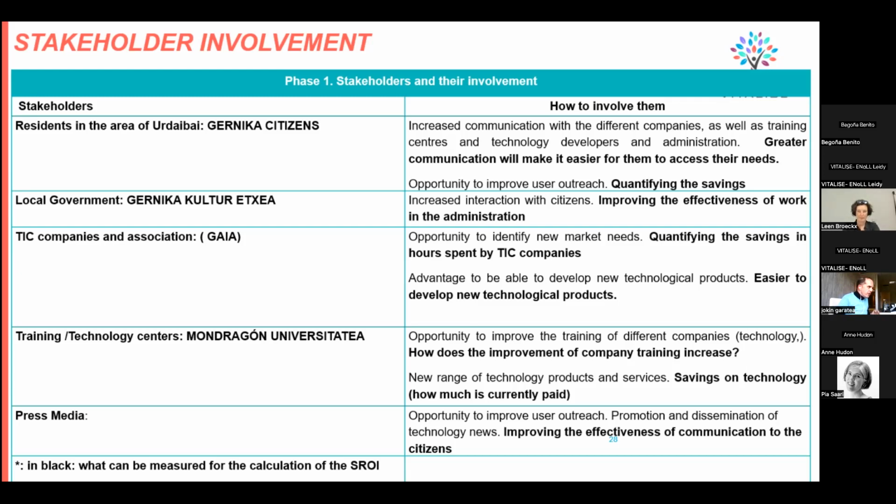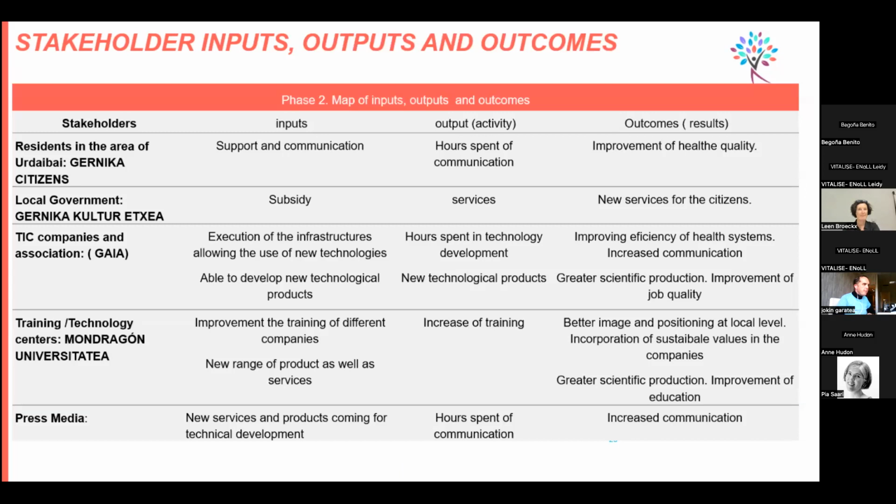So on the one side, you can see we have the stakeholders, and on the other, how to involve them. Next one. So when we have this in relation to the projects, we needed to understand what were the inputs, what were the outputs of the stakeholders, and what were their outcomes. For the stakeholders, as you can see here, the first one are the Guernica citizens. The inputs were the support in the communication. The outputs were the hours spent in the communication, and the outcome, the result, were quality standards for health for them.